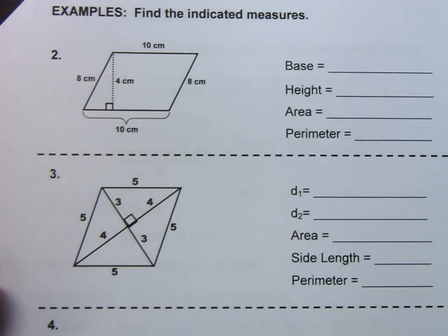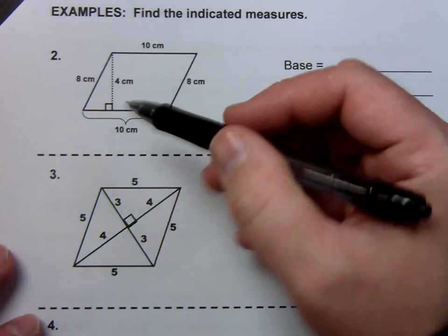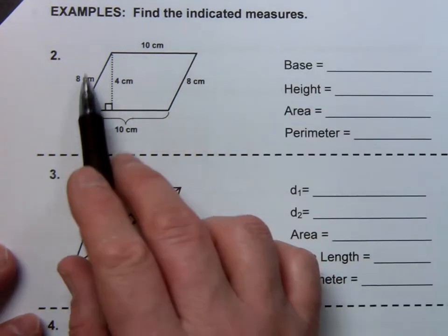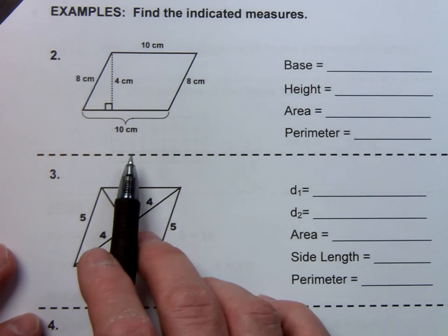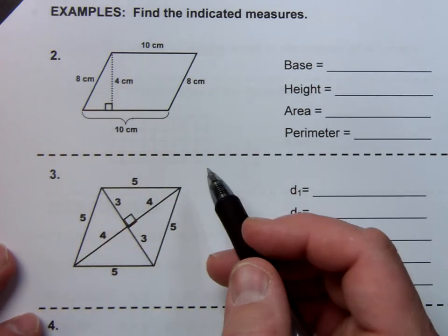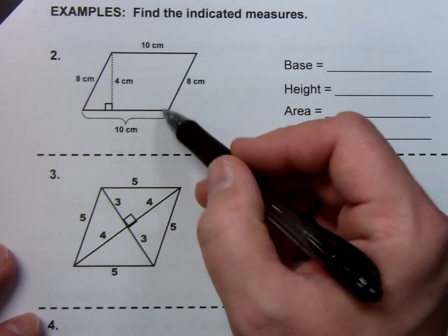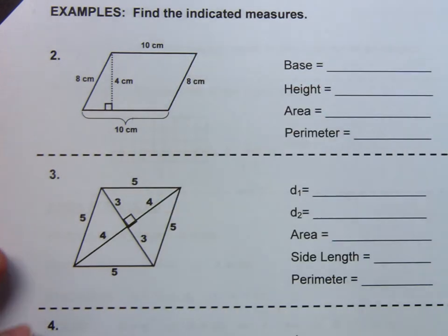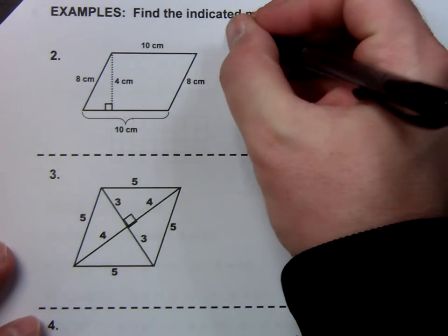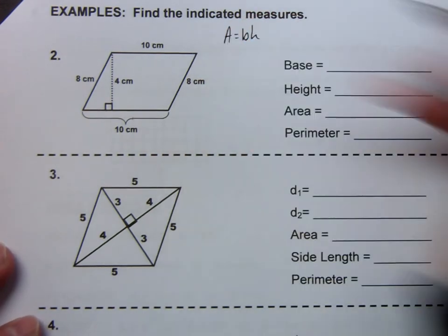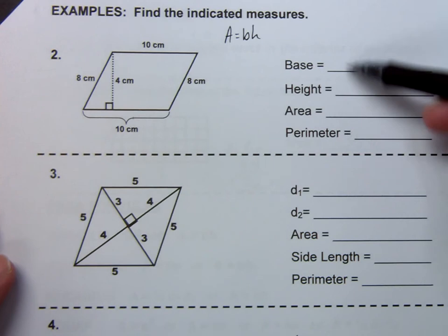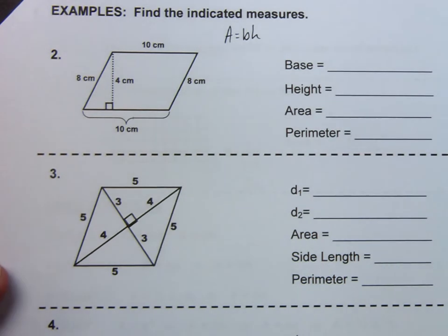All right, so each time, first thing you got to do is identify what shape you're dealing with. So you notice that the opposite sides are congruent, and they look like they're parallel. And notice you don't have right angles here, so this is a parallelogram. So remember, for parallelogram, the area is base times height. So over here, we're going to need to find the base and height first before we can find the area.